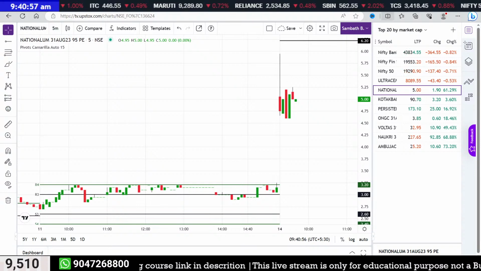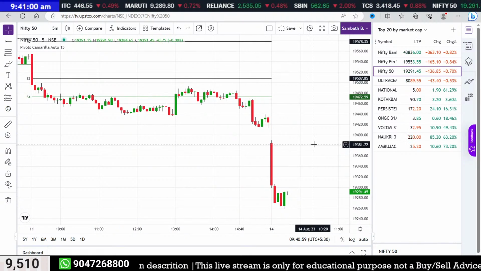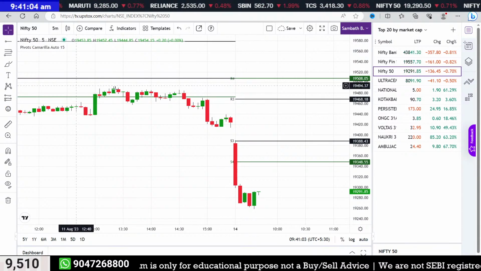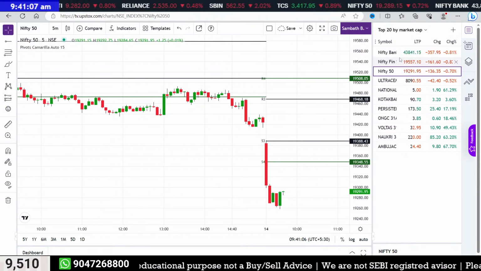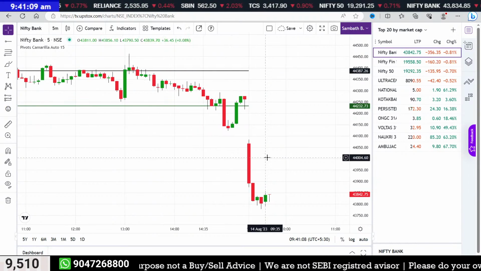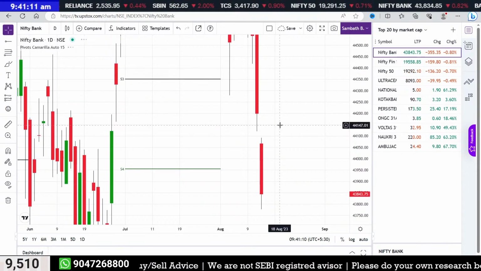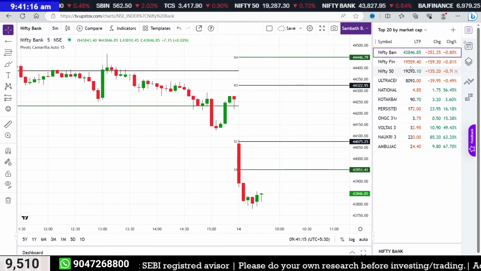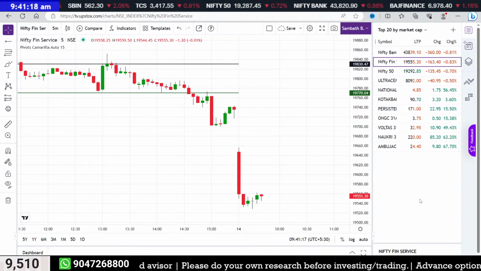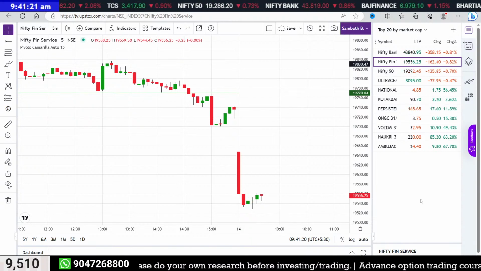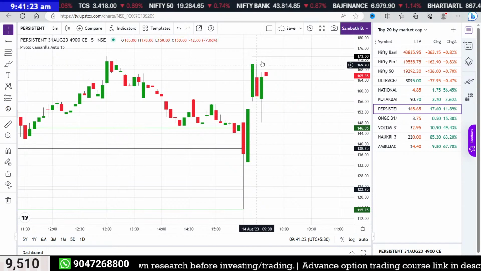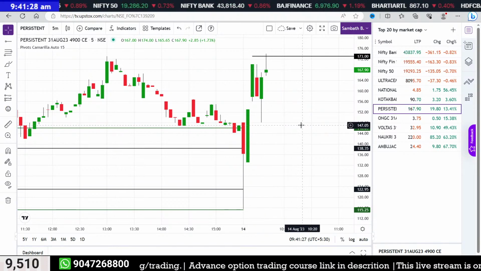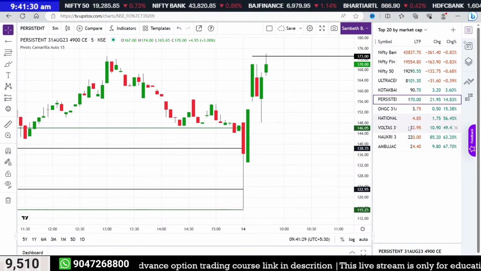Checking on Nifty, it has recovered 37 points in the 15 minutes and 5 minutes based on this, and it is trading below S4 and the daily Camarilla levels. Finance Nifty also below. So all the indices are trading below the previous level. Persistent, yeah, I think it triggered 173. Now it is trading 165. So this is one option which triggers our entry.